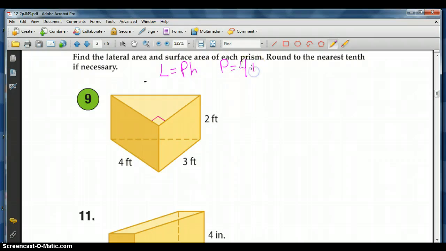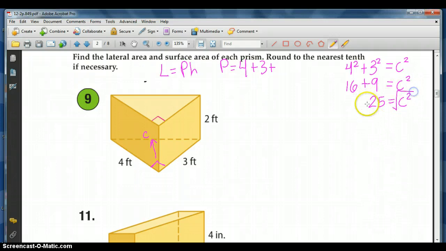just add up the sides, 4 plus 3 plus, now since I have a right triangle, and that's opposite from the right angle, that's c in the Pythagorean theorem. So I have to take a squared plus b squared equals c squared. So I have 16 and 9, and this is actually a Pythagorean triple. 16 plus 9 is 25, and the square root of 25 is 5. So 3, 4, 5 right triangle. So if I add those up, I have 12 feet for my perimeter.